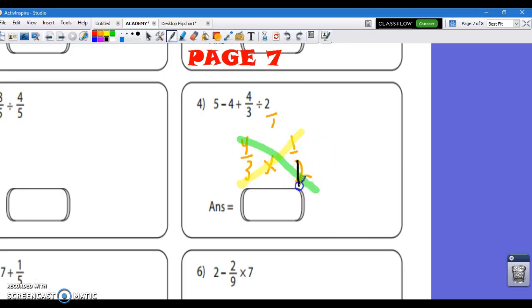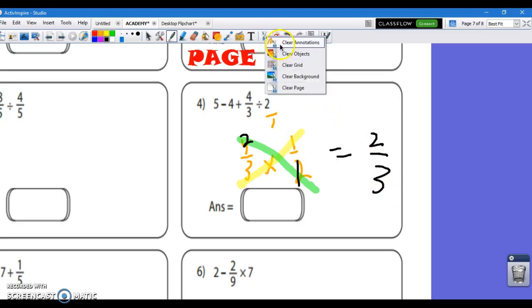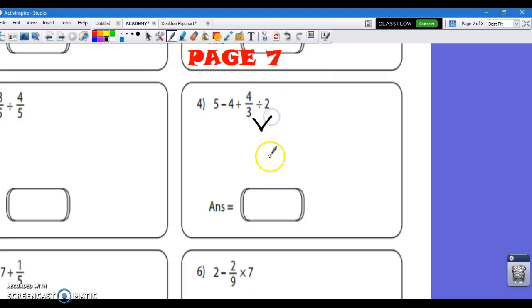2 will go into itself 1 time. 2 will go into 4 2 times. Now I'll multiply straight across. 2 times 1 is 2. 3 times 1 is 3. That's 2/3. So that means all of that was 2/3. I'm going to bring the rest down.